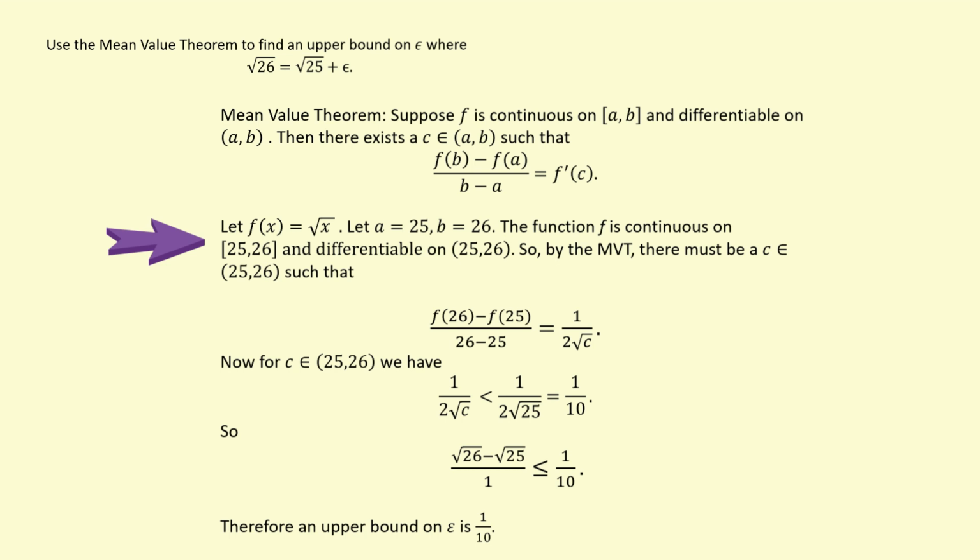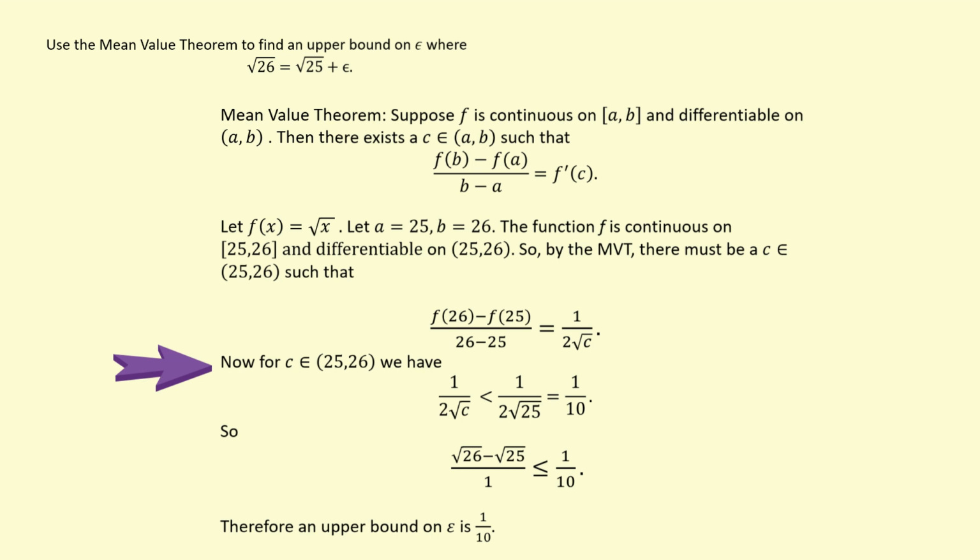Now the function f is continuous on the closed interval [25, 26], and it's differentiable on the open interval (25, 26). So by the mean value theorem, there must be a c in the interval 25 to 26, excluding those 2 points, such that the rise between f(26) and f(25) over the run, which is 26 minus 25, must be equal to the derivative at the point c. The derivative of the square root of x is 1 on 2 times the square root of x, so the value at c is 1 on 2 times the square root of c.